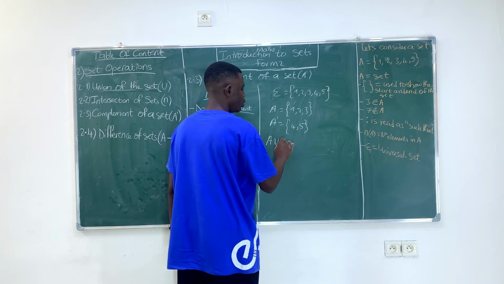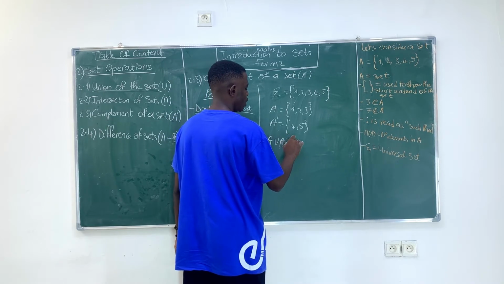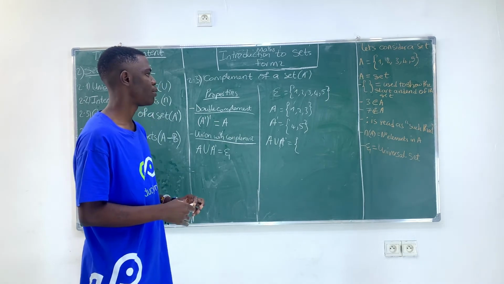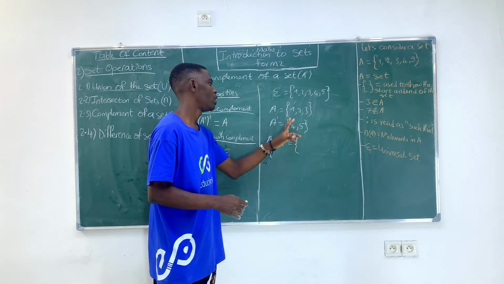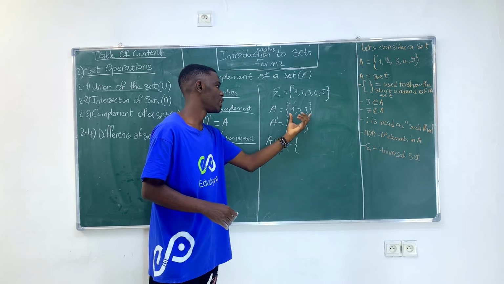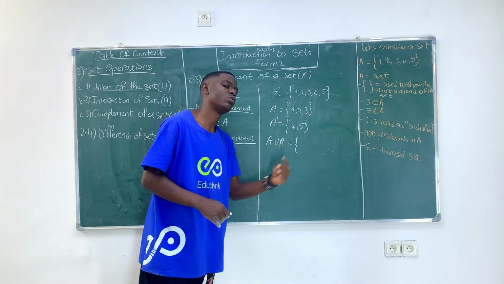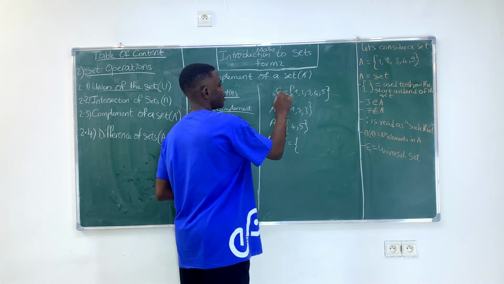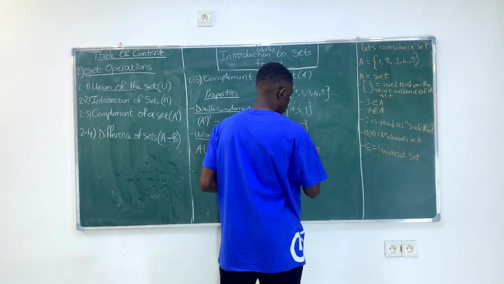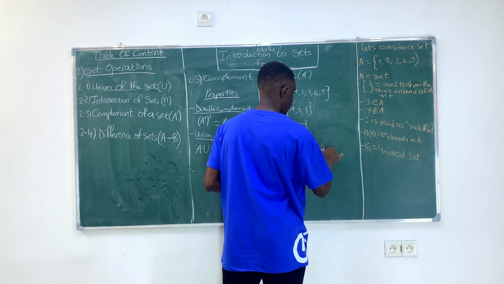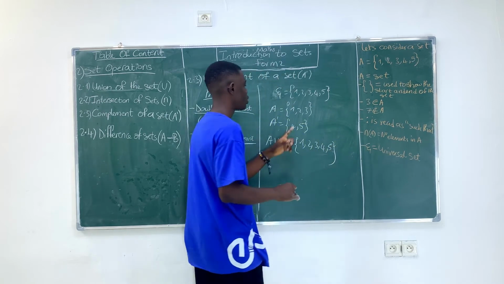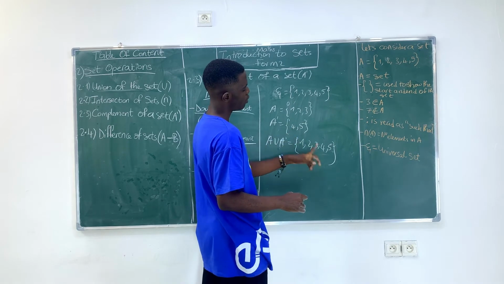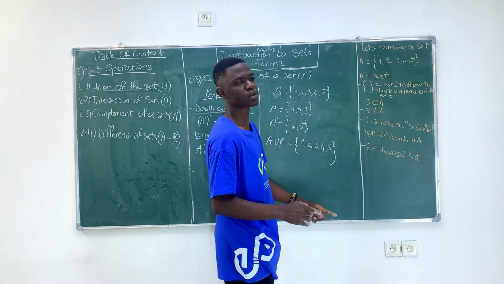Now, if you do A union A prime, we just did union before. What is A union A prime? It just means you take the values that are here and the values that are here and put them in one set. Let's check and see if it is going to give us our universal set. So we're going to have 1, 2, 3, 4, and 5, because 1 is here, you put it, 2, 3, you put them, then 4 and 5 you put.